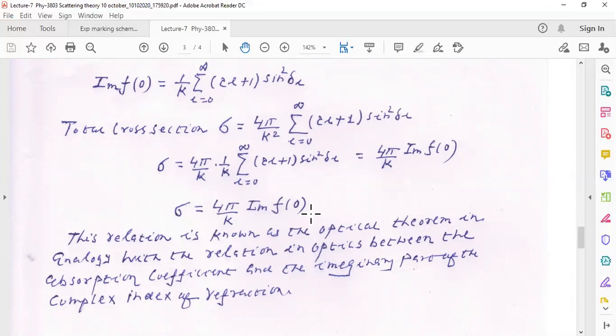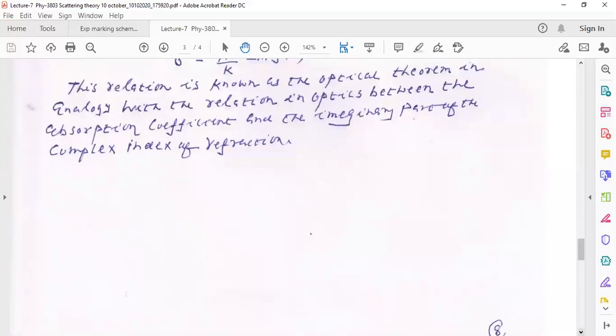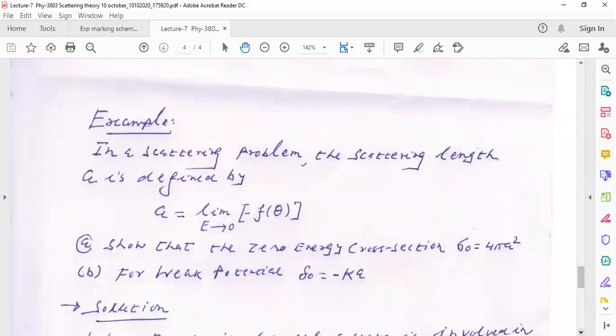So we consider this result as the optical theorem, and we will use this optical theorem in some numerical problem where I will explain a very important concept of low energy scattering, when scattering is very small, when theta is very small. We'll see here, and now we will work out a very important example. So there is an example which will give you the concept of scattering amplitude.